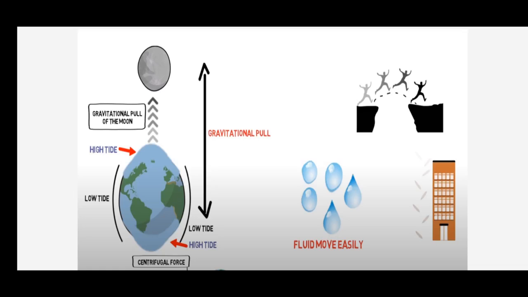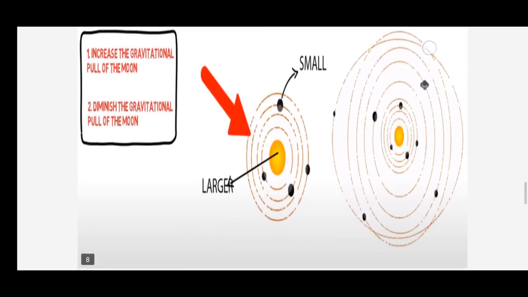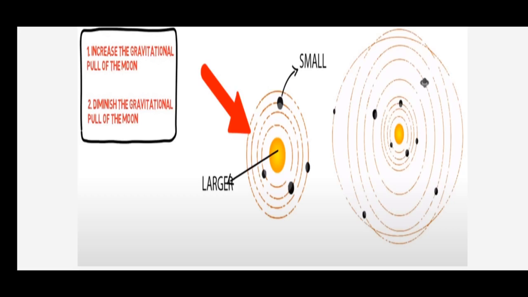Now this all happens only when there is the moon and the earth. Now what about the sun, children? As I said, the sun is bigger than all the celestial bodies in the solar system. That means the sun will exert more gravitational pull and it has influence on the tides as well. However, the sun's gravitational pull can do two things. Either it will increase the moon's gravitational pull on earth or it will diminish or decrease the moon's gravitational pull on earth.